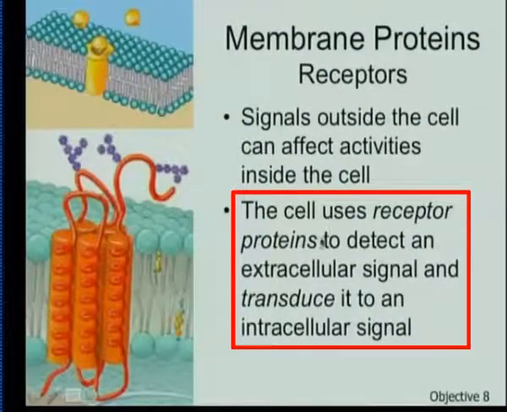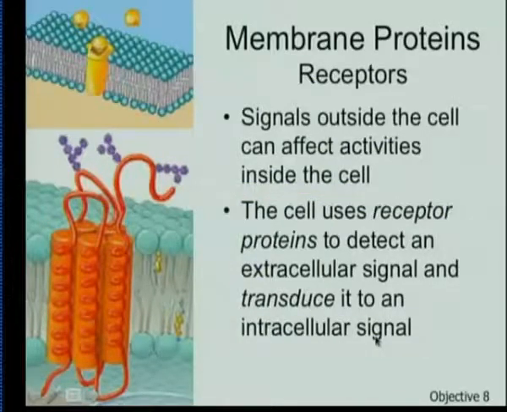So if I have one form of energy, a signaling molecule, that initiates a biochemical reaction within the cell, then I'm taking one signal and converting it to a different one. And so that's what we're referring to when we use a receptor protein that detects something going on outside and then changes that to an intracellular signal. We're going to see this a great deal.